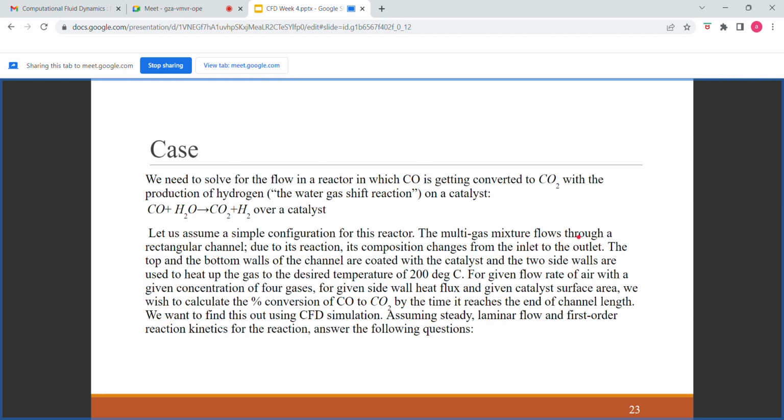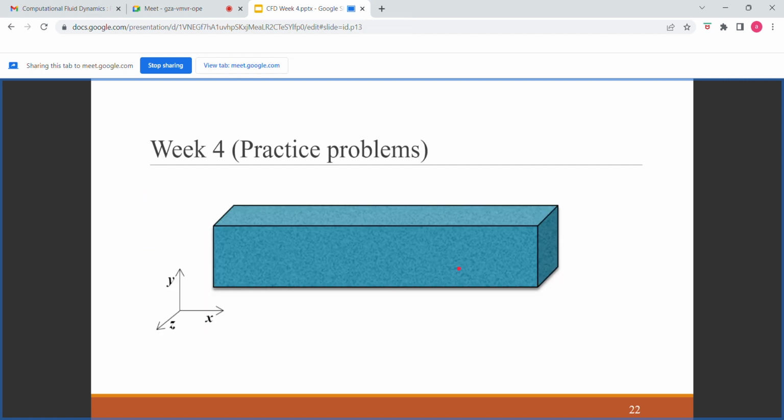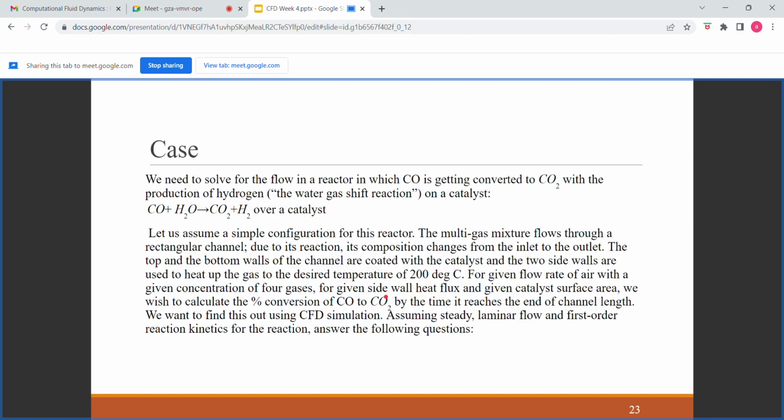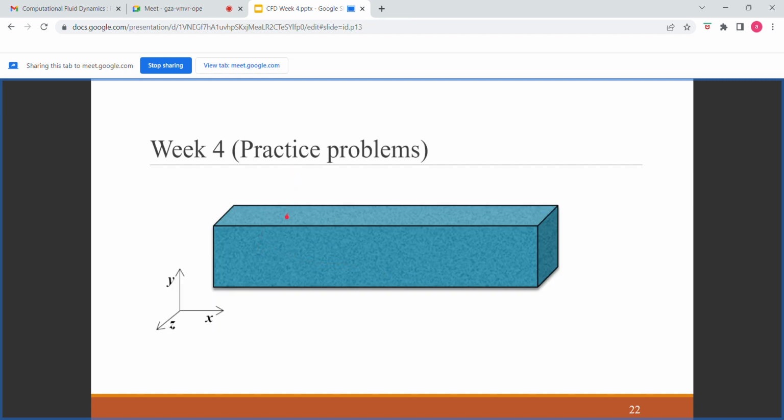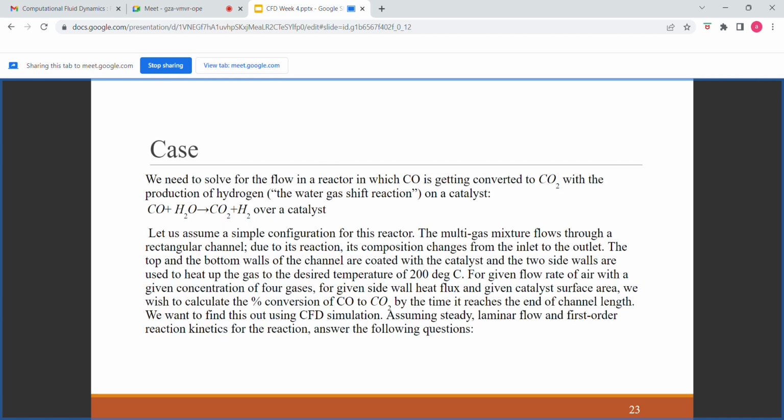A multi-gas mixture flows through a rectangular channel. Due to the reaction, composition changes from inlet to outlet. The top and bottom walls of the channel are coated with catalyst, and two side walls are used to heat up the gas to the desired temperature of 200 degrees Celsius. So this side wall and that side wall are used to heat up the gas. The reaction mixture needs to be maintained at 200 degrees Celsius, and for that purpose we are using heating in the two side walls.